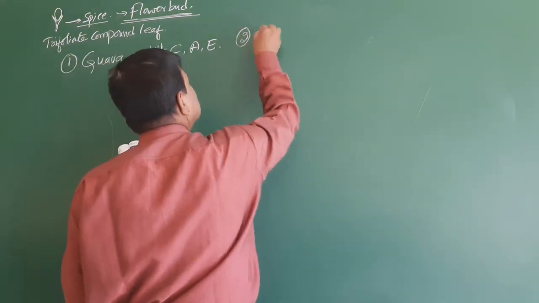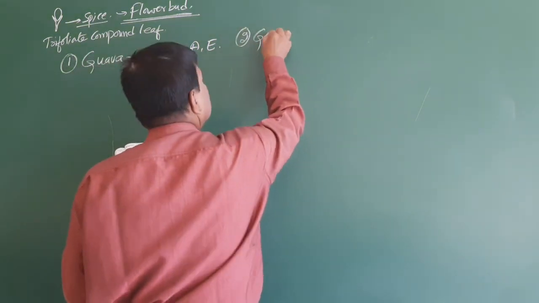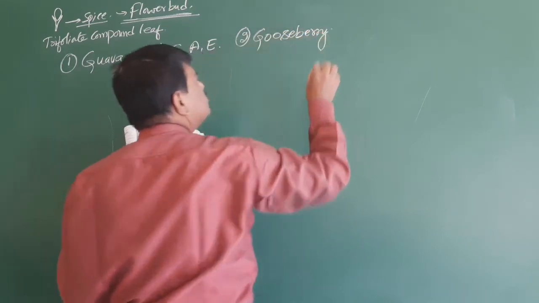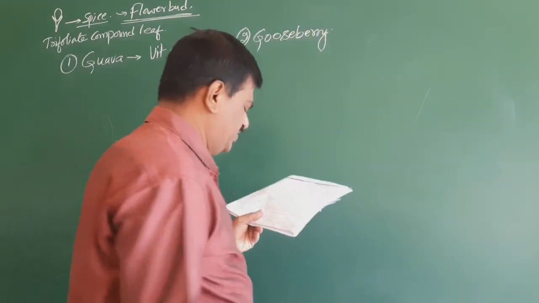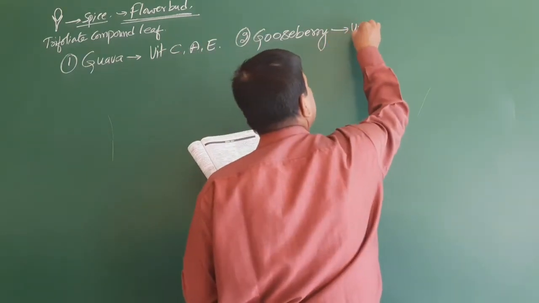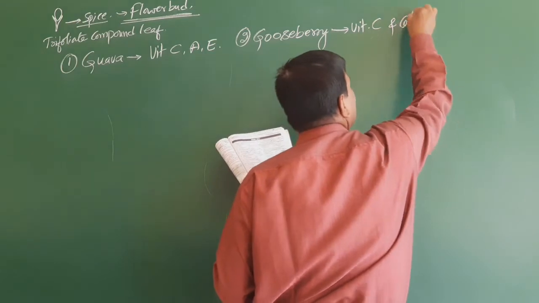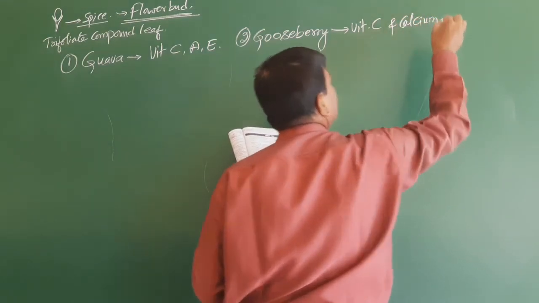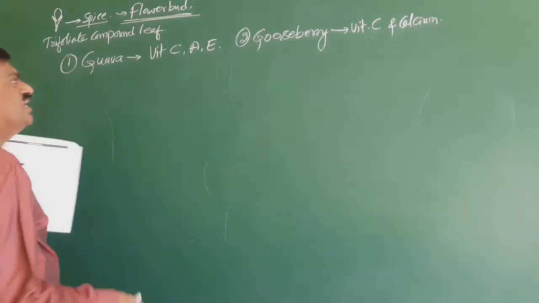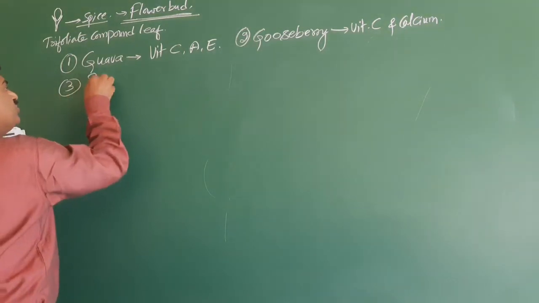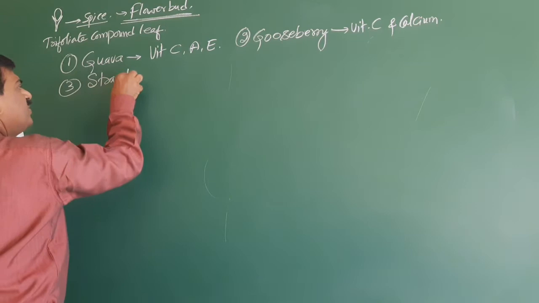The second one is called as gooseberry. In this gooseberry there is a presence of vitamin C and there is a presence of calcium. Vitamin C and calcium are present in the gooseberries. So we go back to the third option called as strawberry.